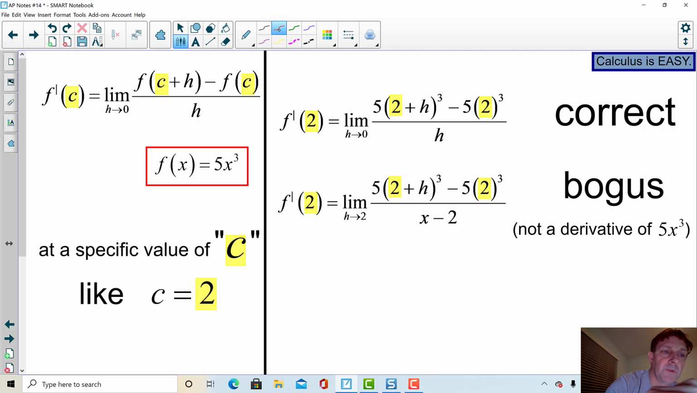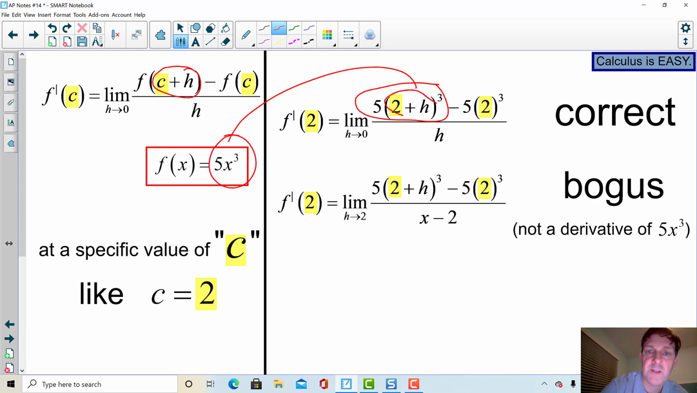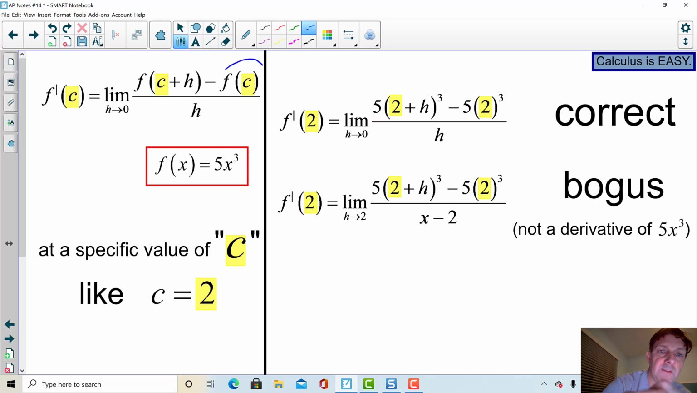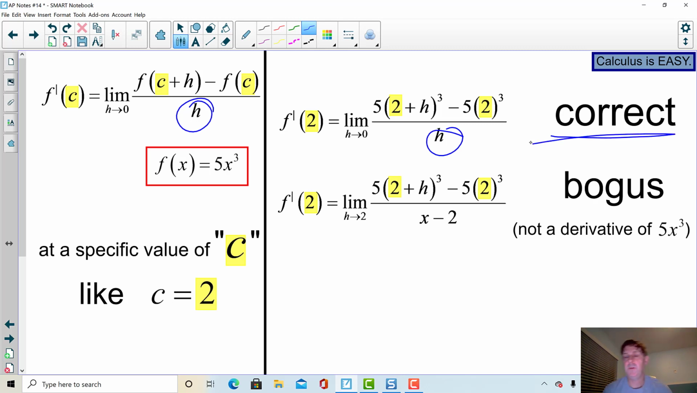Here's another example. If we chose c equals 2, we would put a 2 for all these c's. And for the function 5x to the third, we would plug in 5x to the third, but the x would be a 2 instead of an x. So we would take our function. We still need the number plus the h, so we have 2 plus h. Then it's minus f of c. So we're going to do minus f of, and instead of the x, we put our c, we put a 2. And then all over h. So this would be the correct limit that's equal to the derivative of 5x to the third.